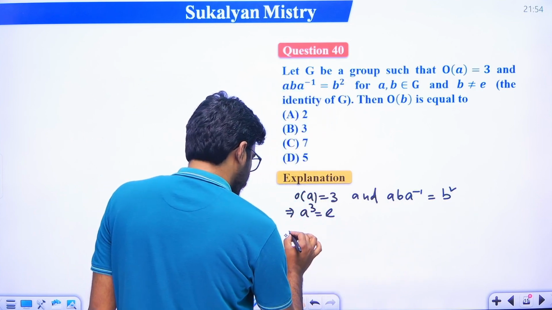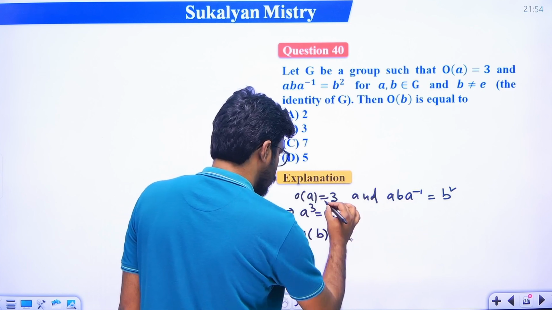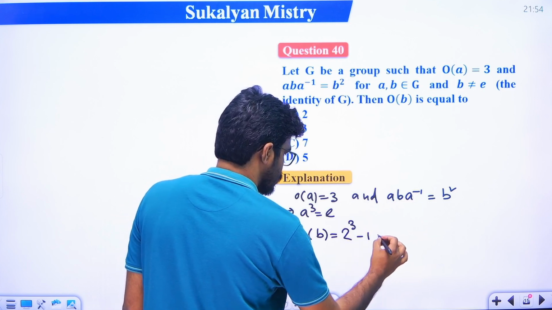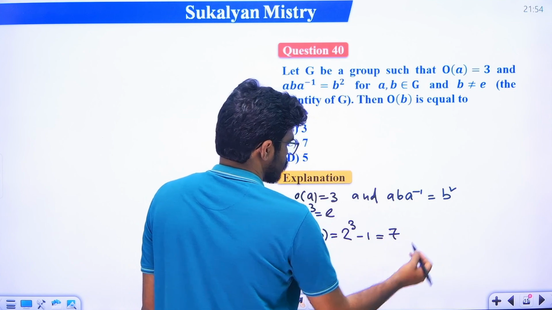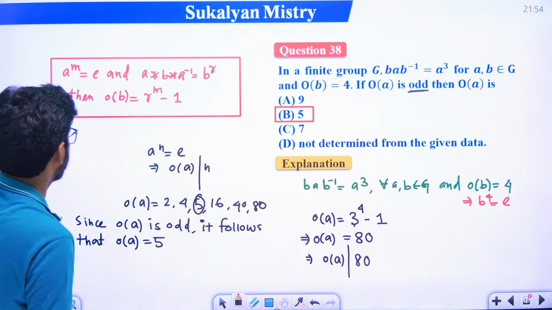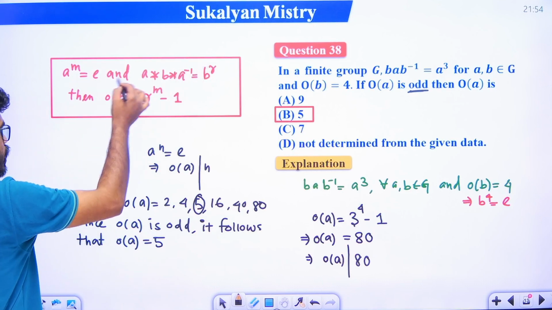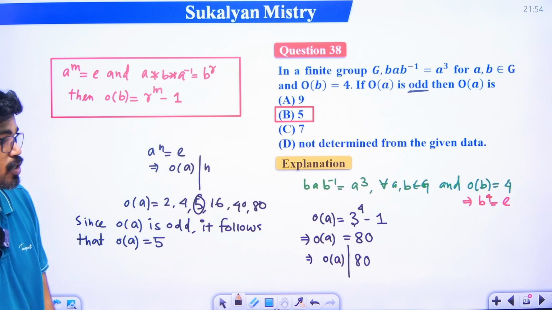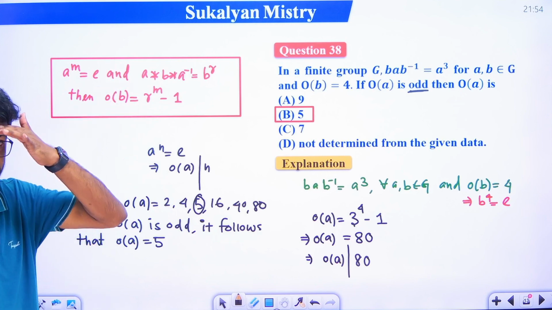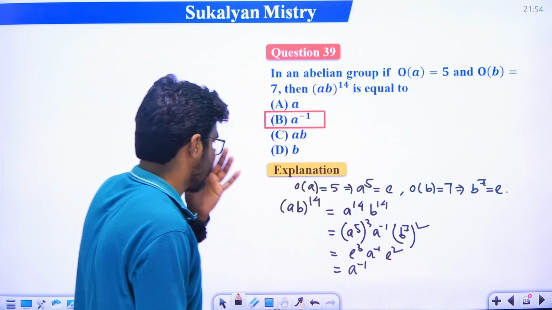So order of B, R to the power m minus 1, that is 2 cubed minus 1. That means 8 minus 1, that is 7. So option C is the correct answer. Just apply this property: if A to the power m is E and A B A inverse is equal to B to the power R, then order of B will be R to the power m minus 1. This is a short trick. Okay, clear? So next.